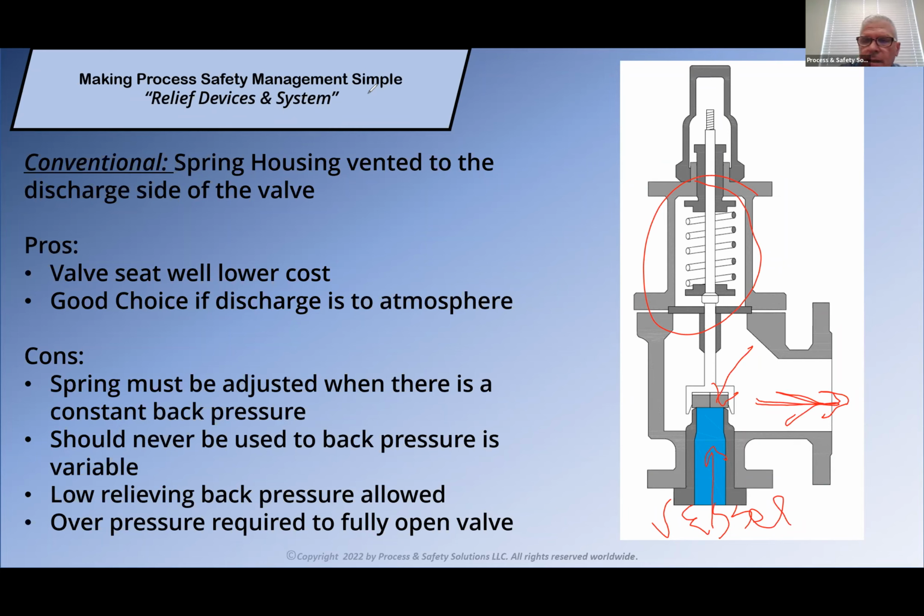If we remember our math, we know that F is equal to PA. F being the force, and that's the force and the spring constant. Pressure is what's actually in the vessel, and the area is this area right here under that seat. That pressure acting on that area will have to overcome the spring force in order to lift.